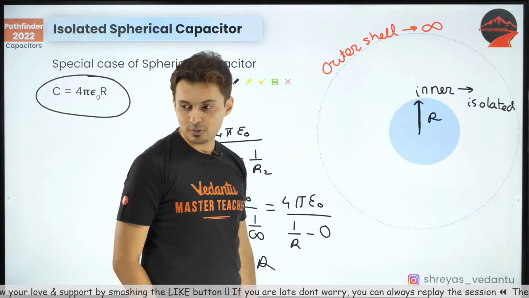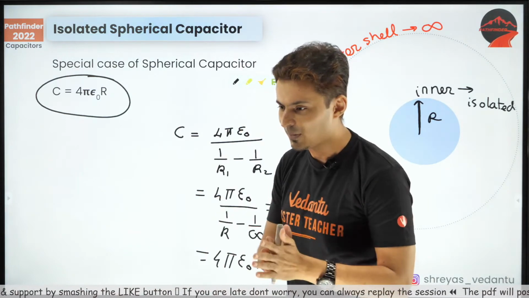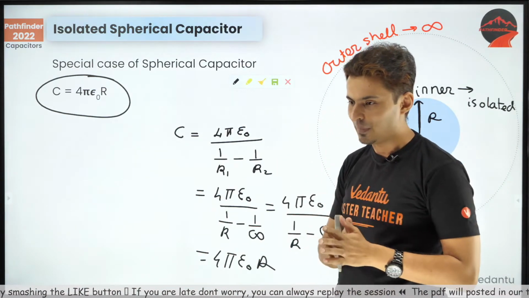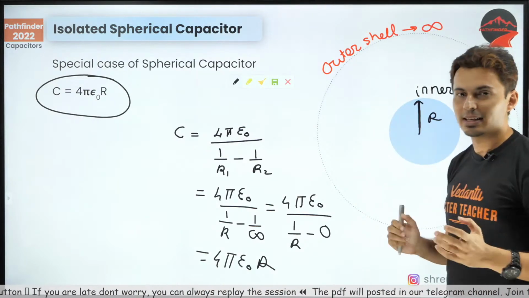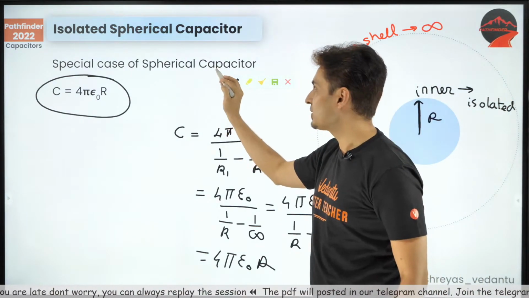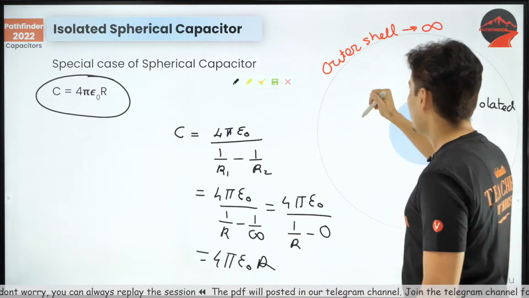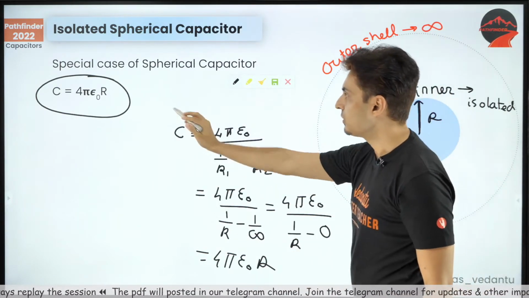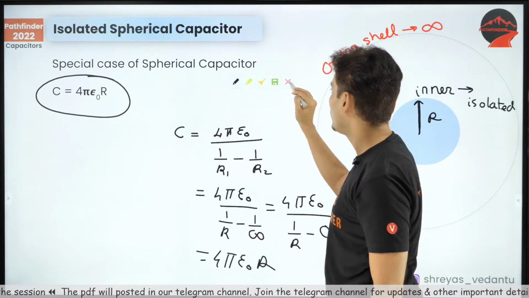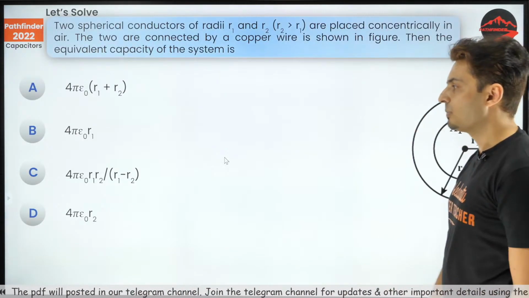So you should remember this formula. This is how it is. Got it? Very good. So an isolated spherical capacitor is a special case of a spherical capacitor where the outer shell's radius is infinity, and that's how you get that formula. Very good. So let's solve some problems.